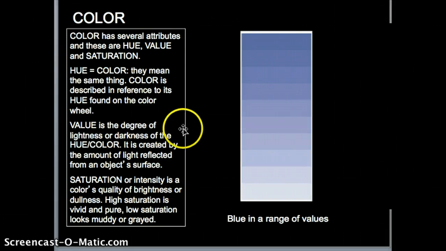The value is the degree of lightness or darkness of the hue or color, and the value is created by the amount of light reflected from the object's surface. We can also talk about the intensity or the brightness of a color or the dullness of a color's quality, and that's called the saturation. High saturation is really bright and vivid, whereas low saturation looks muddy and grayed. And here's an example of blue in a range of values. You can see it's just the lightness and the darkness.